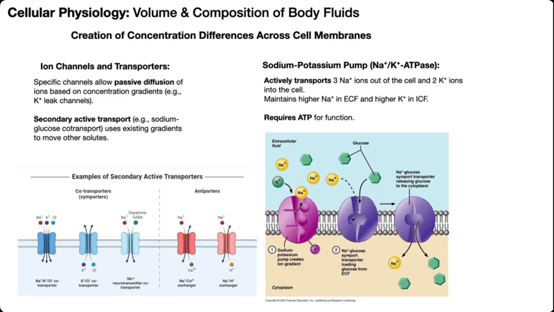Now we also have secondary active transport. Secondary active transport is where we utilize energy that's stored in existing ion gradients that help transport other solutes. So here what you're seeing is secondary active transport. You have ions moving from one side to the other, and that creates a little bit of energy.